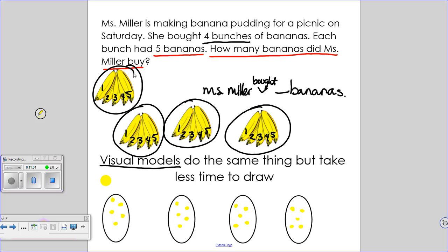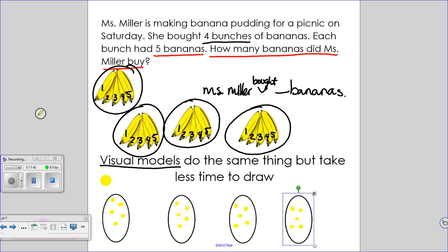What might be a strategy that I use to figure out how many bananas, remember bananas are the yellow dots, that I bought? Look at what I've done so far. Remember, I need to figure out how many bananas I bought. How am I going to do that? Lauren? Count all the dots in the circle. I could count them all. 1, 2, 3, 4, 5, 6, 7, 8, 9, 10, 11, 12, 13, 14, 15, 16, 17, 18, 19, 20.